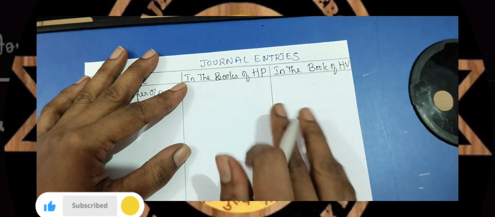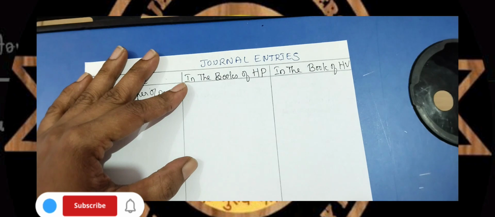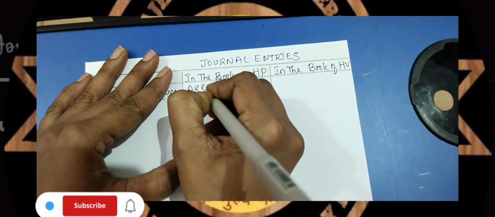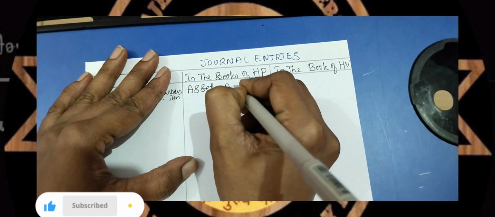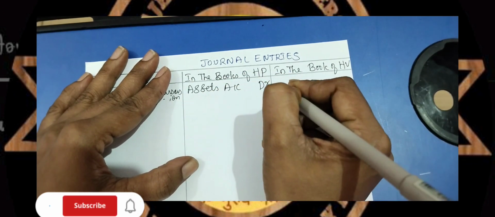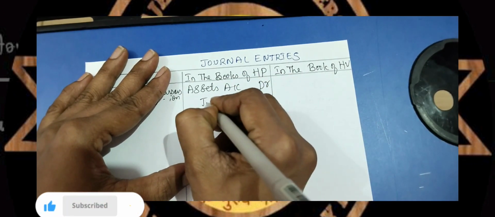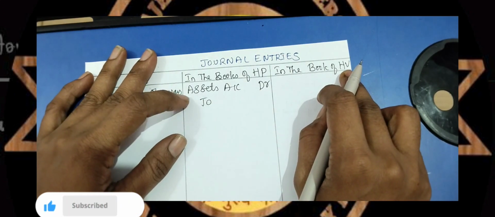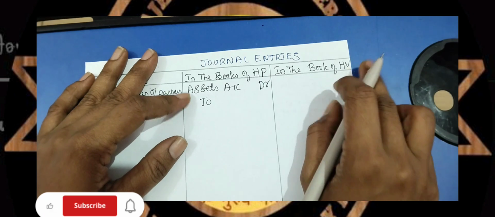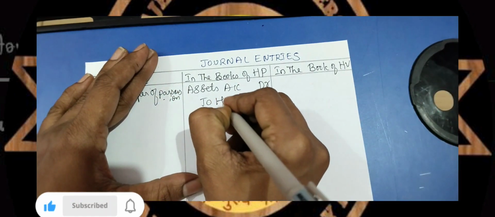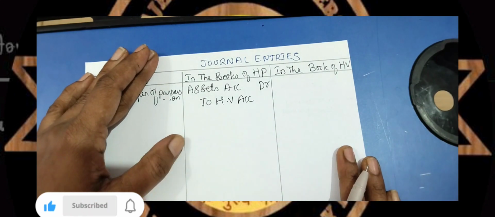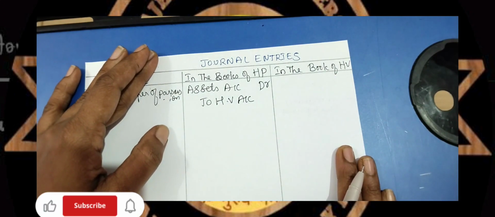So assets are coming in. Asset is a real account, right? So debit what comes in. So you are debiting the asset account. Asset account debtor to, you are paying an amount to whom? For the purchase of the asset, to the hire vendor. So to the hire vendor account you are crediting.